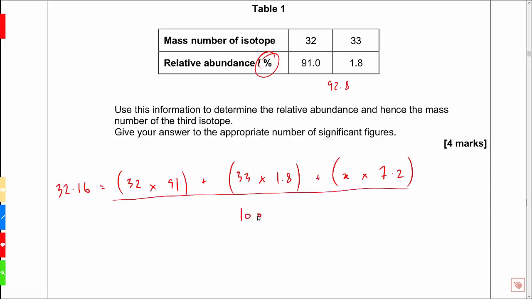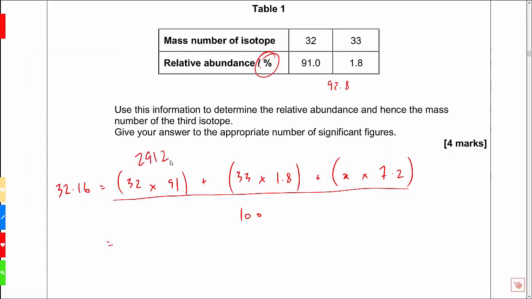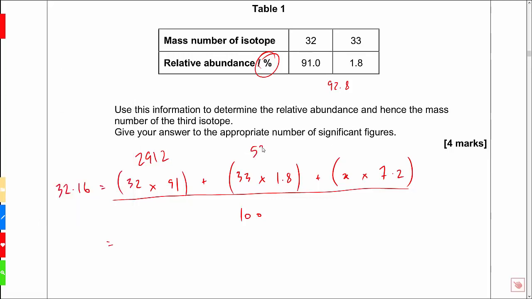Nice, easy one to divide by 100, and again, we get our calculator out and we say, right, 32 times 91, 2912. 33 times 1.8, 59 point, I've done something wrong there surely. 33 times 1.8, no, 59.4, it's a tiny number. Just check we've done this one right. So X is going to be our unknown, and we're going to have 7.2 is the difference there. 7.2, yeah, right. Now this one's 7.2x.